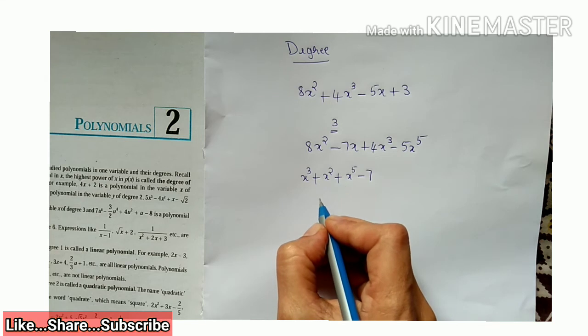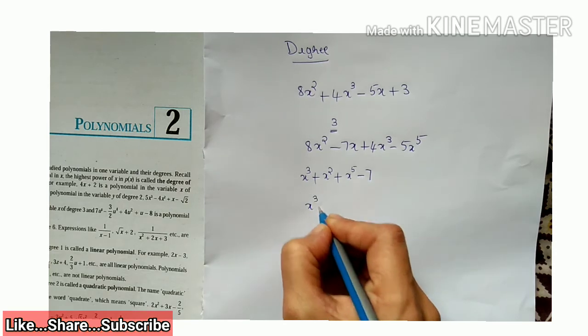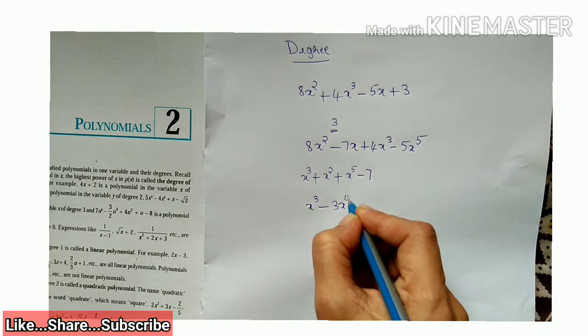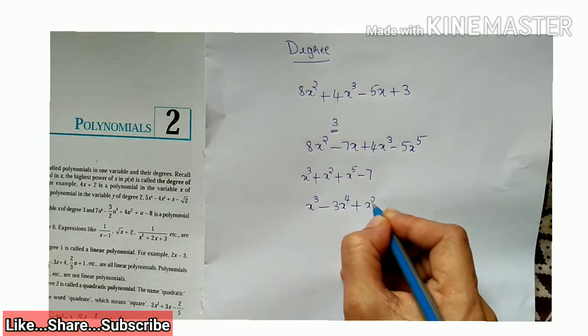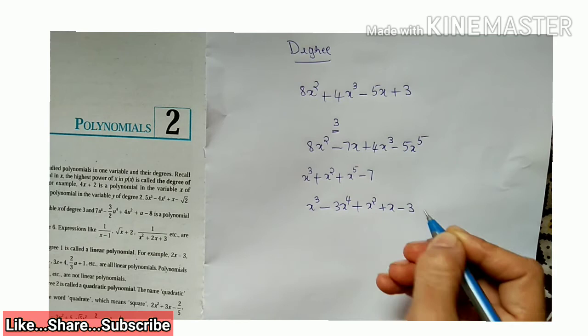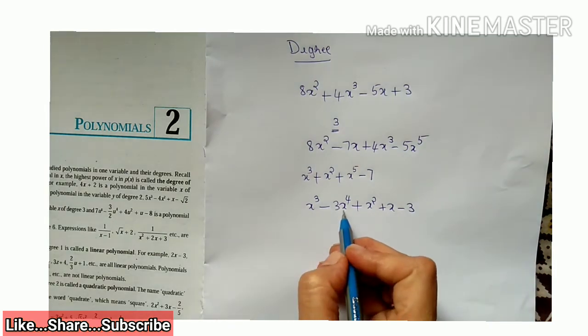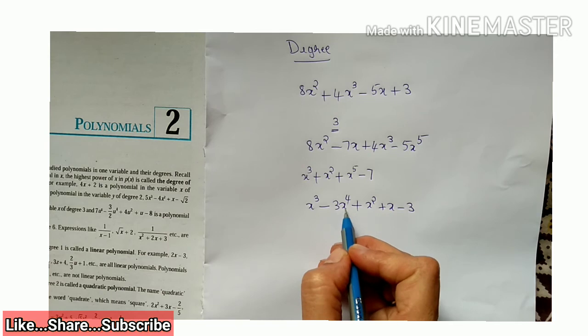What is the degree of the polynomial x cube minus 3x to the power 4 plus x square plus x minus 3? Here degree is 4. The highest power of x is 4. Therefore degree is 4.